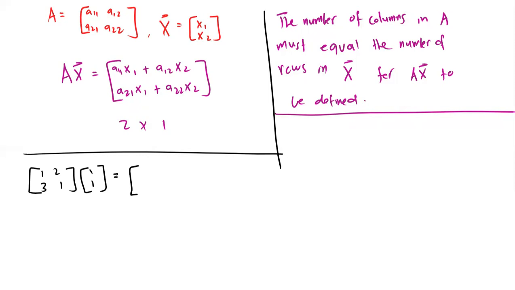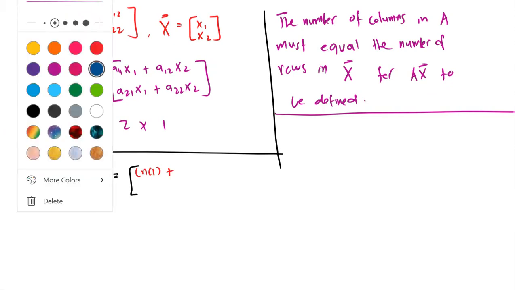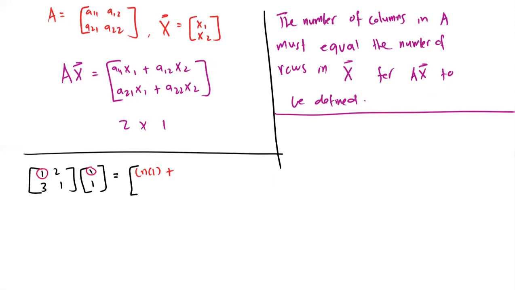The first entry, you multiply this entry in the first row with this entry in X. So it's going to be the first part times the first part. Let me use a different color, make this red. So it's going to be 1 times 1 plus, what's the other part? Now let me use blue for another color. Again in the first row, take the second entry and multiply it by the second entry in X. So we're going to have 2 times 1.